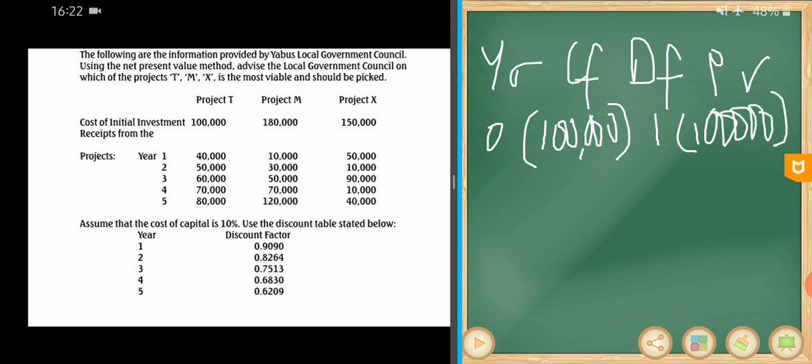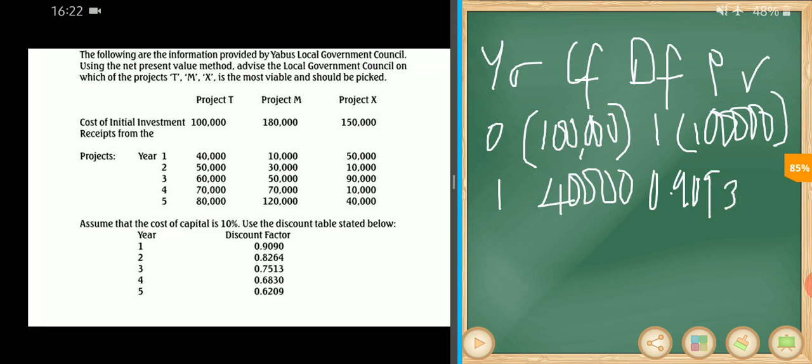So we'll move to year 1. Year 1, we have 40,000 receipts, which is going to be positive. Our discount factor is already given to us in the question, which is 0.909. Remember, if you are not given your discount factor in the question, you use the formula I gave earlier to calculate it. So 40,000 times 0.9090 is going to be 36,360. You can see that the value has dropped. What this is telling you is that if the value of money is discounted by 10% using a cost of capital of 10%, 40,000 naira today will be worth 36,360 naira in the next 1 year.